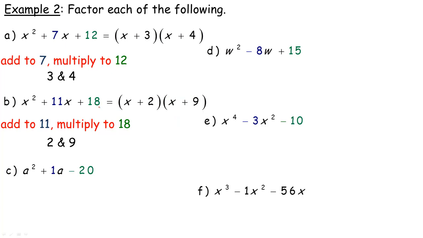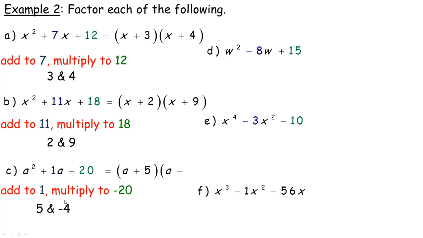So we're good. For C here, a squared plus, and I don't normally write the 1. I would normally write a squared plus a minus 20, but I'm writing the 1 because there's a coefficient of 1 there just to draw your attention to it. So the two numbers have the sum of 1 or add to 1 and multiply to negative 20. So the only numbers that do that would be 5 and negative 4. So 5 and negative 4, one's positive, one's negative. So you see, if the product is negative, one has to be positive, one has to be negative. Think of your integer rules. And those two numbers add to positive 1. So that's why a plus 5 and a minus 4 would be the two factors of this trinomial.